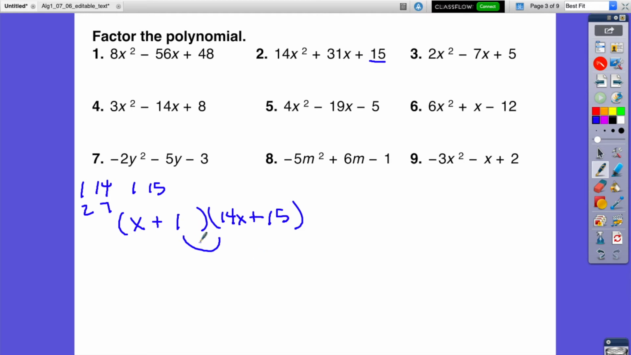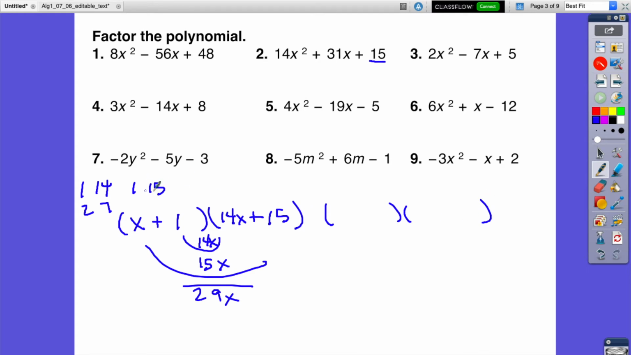Like I said, 1 times 14x is 14x. X times 15 is going to be 15x. When I add those together, I get 29x. Is that 31x? No. So this one does not work. So let's try it again. Let's use 2 and 7 this time.